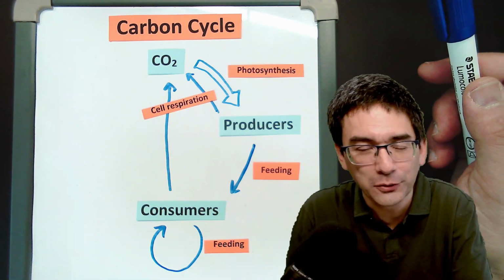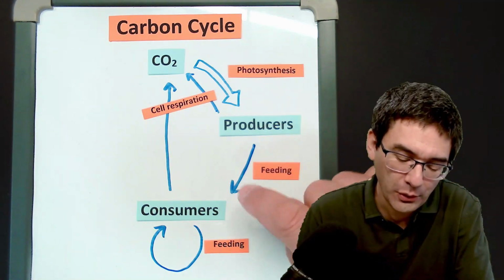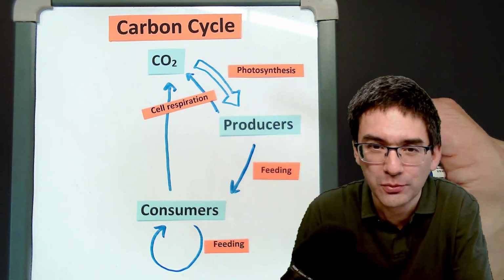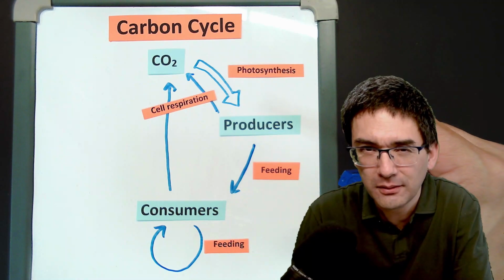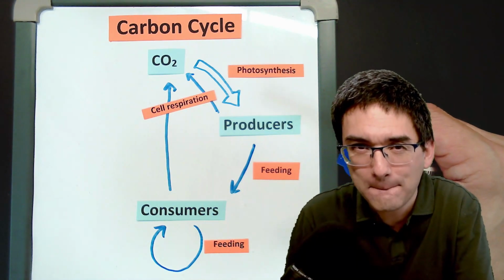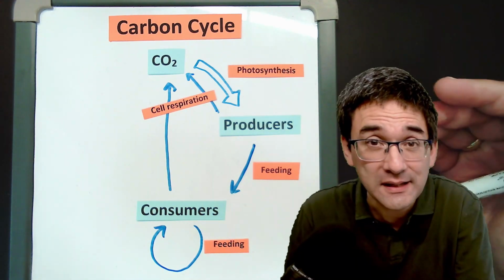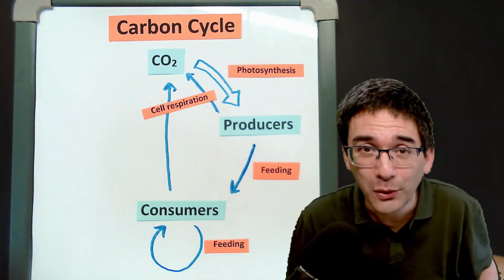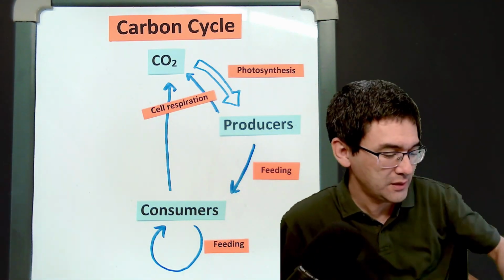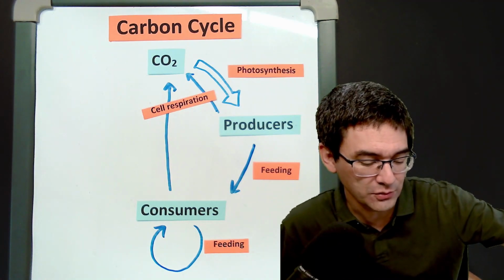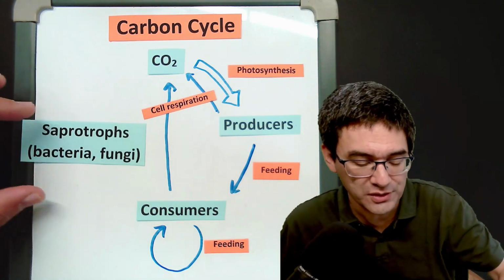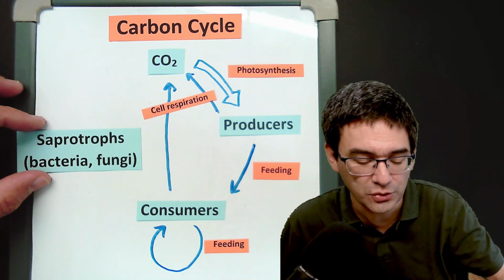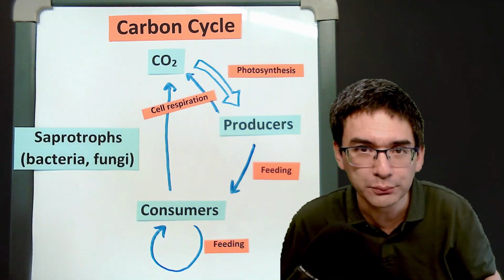So, yeah, we're still not finished yet, because not all producers are eaten by consumers. And what happens when the consumers die? Or when the plants die? Leaves fall to the ground, and they're being decomposed. And those organisms that decompose substances are known as saprotrophs.